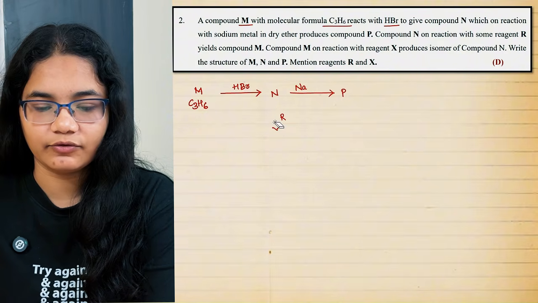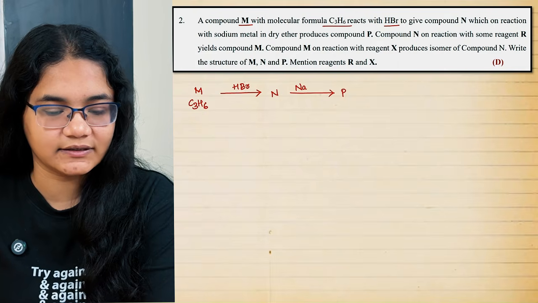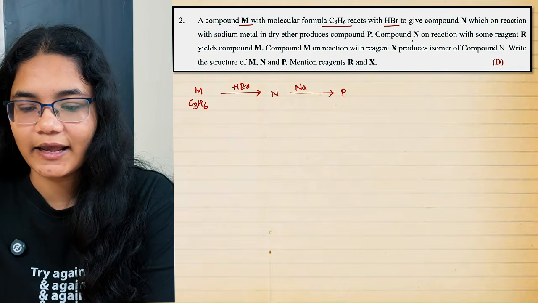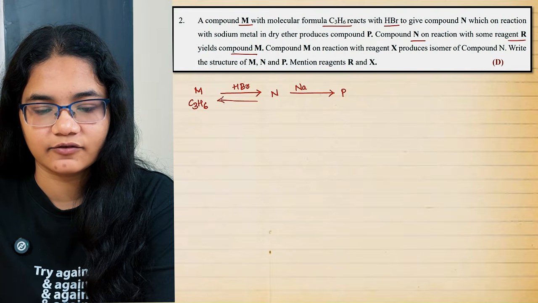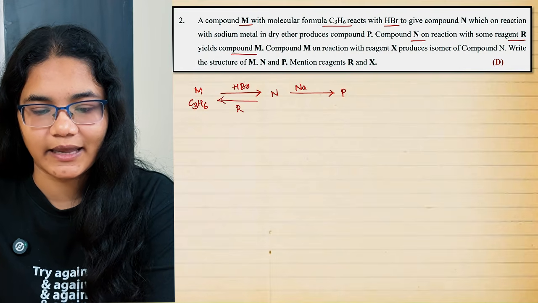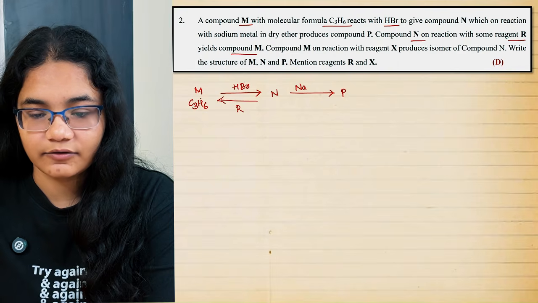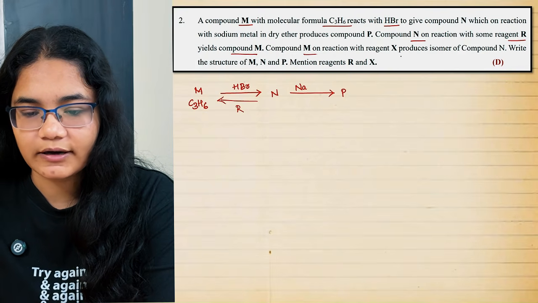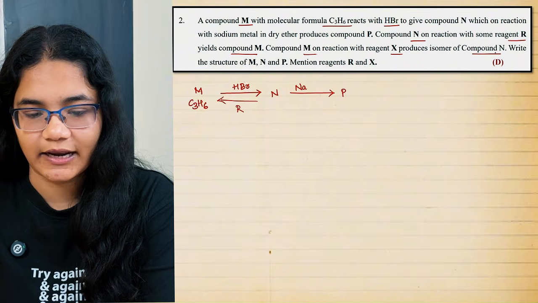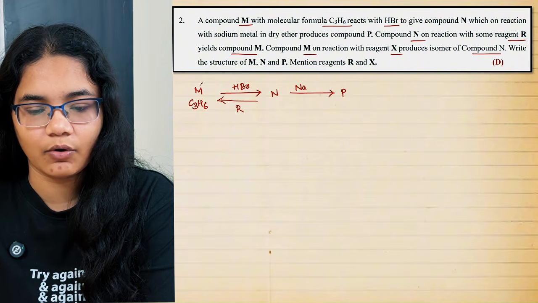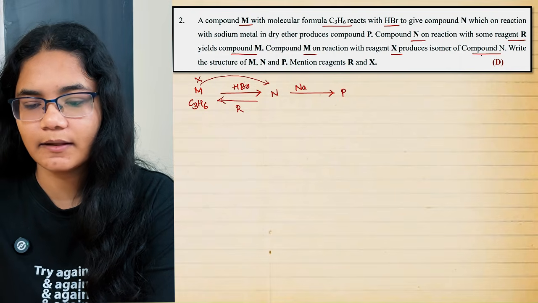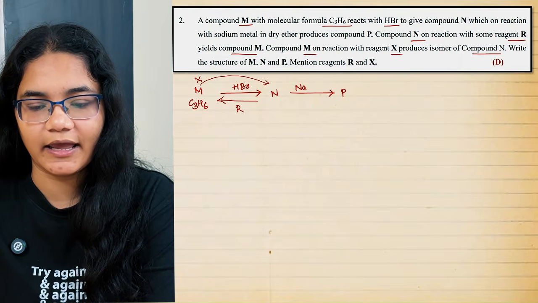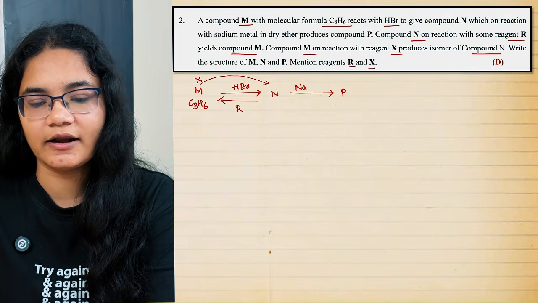So I have to go backward this side. What it is saying, the compound N on reaction with R yields compound M. So if I react this one with R, I will get back my M. Now compound M on reaction with X produces N. Write M, N, P and reagents R and X.